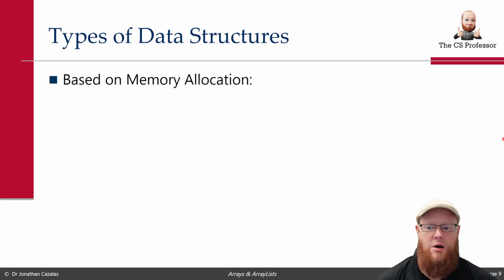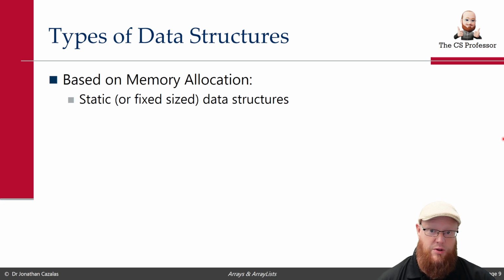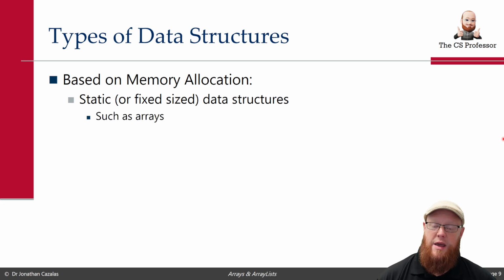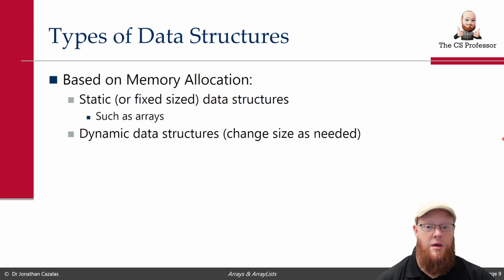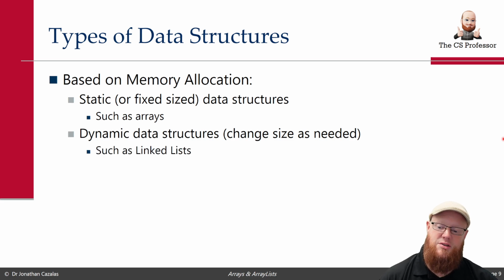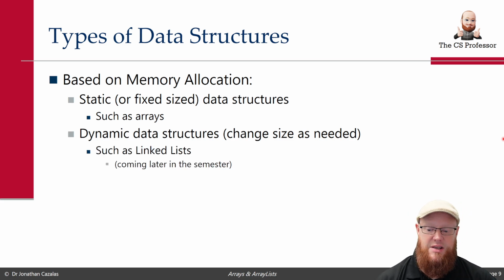We can categorize our data structure based off of their memory allocation. Is it using a static or a fixed memory? This is the case with arrays. Once you make an array of size 100, for example, you cannot change the size of that array to make it smaller, of size 50, or double it to make it size 200. The size of the array is fixed once you create it. But we also have dynamic data structures where the size of that data structure can change. It can increase or decrease as needed, such as a linked list.